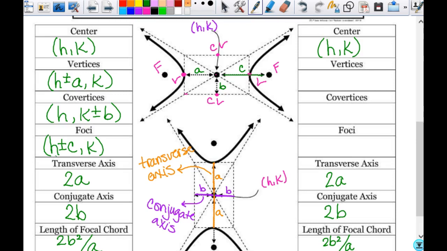So if I have a y orientation here, the up and down, then my vertices are in line with the center point and the foci. So that means my y is changing. So this is h, comma, k plus or minus a, right? Co-vertices would be h plus or minus b, comma, k. And then the foci are h, comma, k plus or minus c.